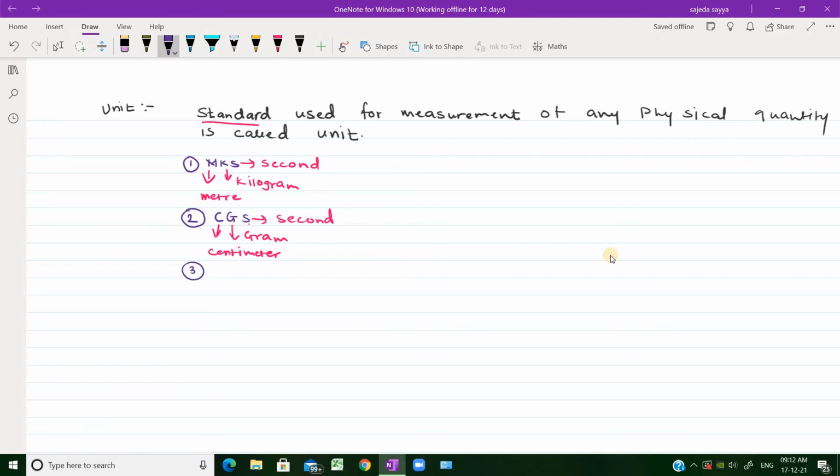Another system of units that was used is FPS. So F is foot, P is pound, and S stands for second. Now looking at these three different systems of units, we can conclude that they were different in different countries. So it shouldn't be like that, as it would make comparison of results amongst scientists difficult.